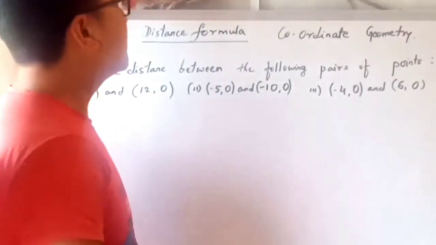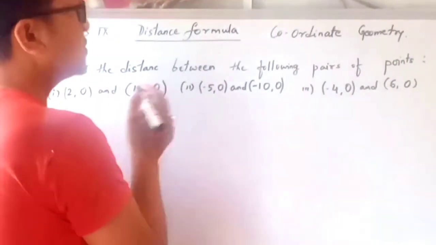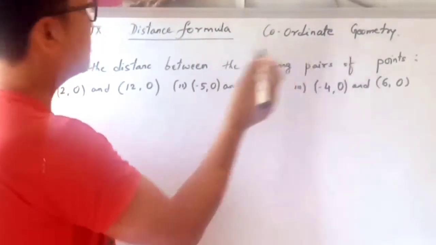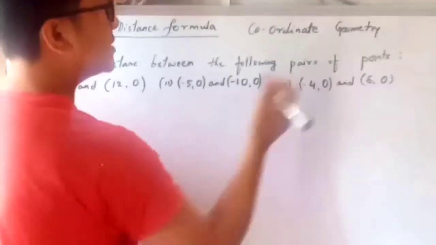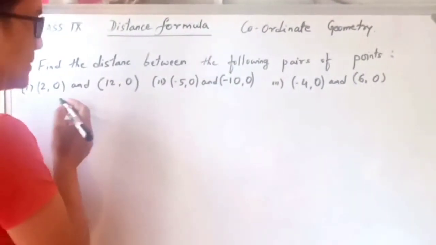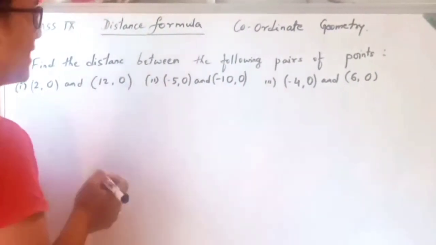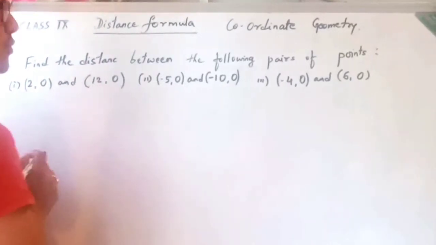Hello student, today we are going to do some questions on the distance formula, coordinate geometry of class 9. The question is: find the distance between the following pairs of points. The first question is (2, 0) and (12, 0). We have to find the distance between these two points.